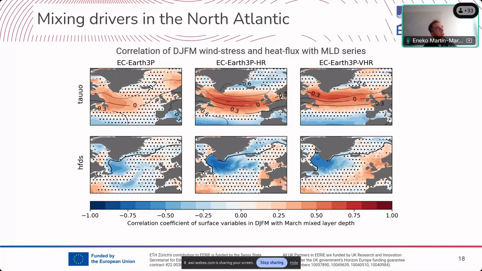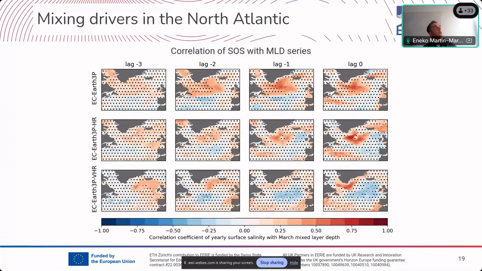And to make it more clear, in the contour line in the second row is the sea ice concentration at 15%. So we can see how the Labrador Sea in the low resolution is much more covered by sea ice, which is preventing it from losing heat when we have wind forcing.